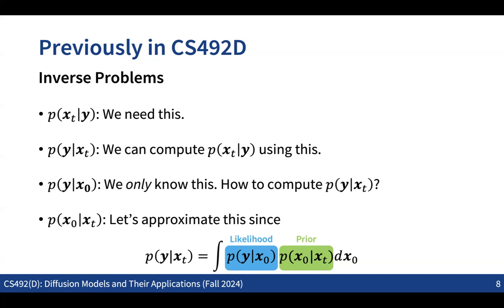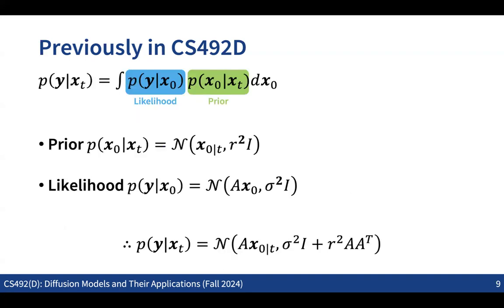We need some kind of bridge connecting y conditioned on x0 to y conditioned on xt. To connect these two, we approximate another conditional distribution, which is the probability of x0 conditioned on xt. If we know this, from Bayes' rule and marginalization, by combining the prior and the likelihood distributions, we can compute this. Okay, so this is the sequence of steps, and why we require this information. Makes sense?